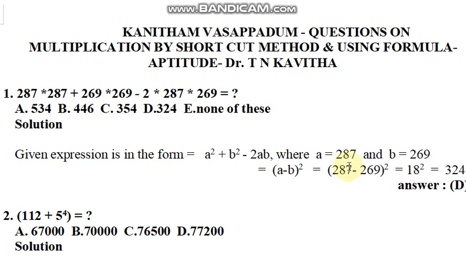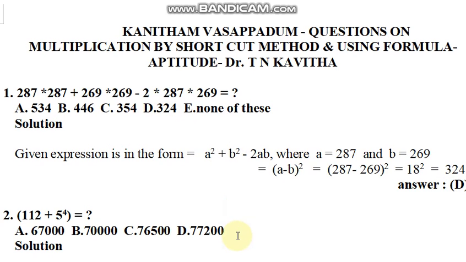So you just replace a by 287 and b by 269. Now it's easy for us, just you subtract and square it. It is 324. The option is option D. Okay. The next one.